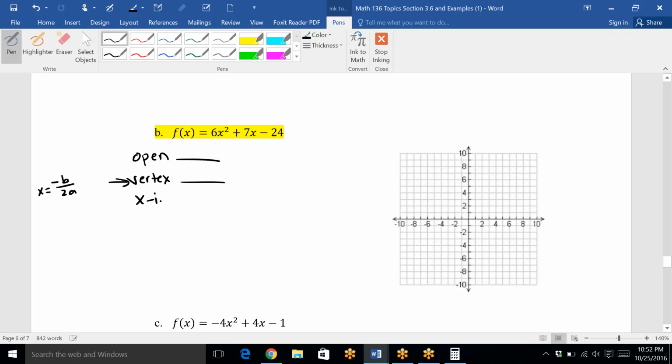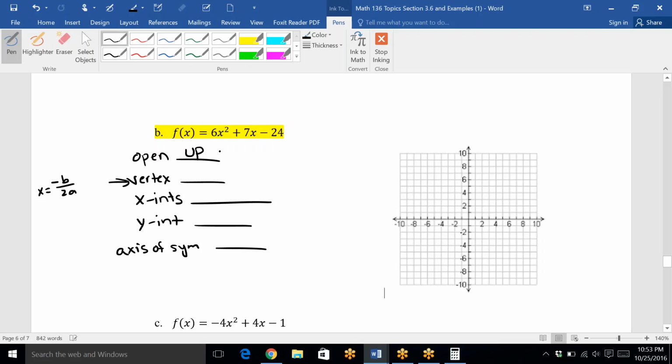We want to know the x-intercepts if they have any, and the y-intercept. And we want to know something called the axis of symmetry, which is the vertical line through the vertex that cuts the parabola in half. First of all, to know if it opens up or down, look at the number in front of x squared.